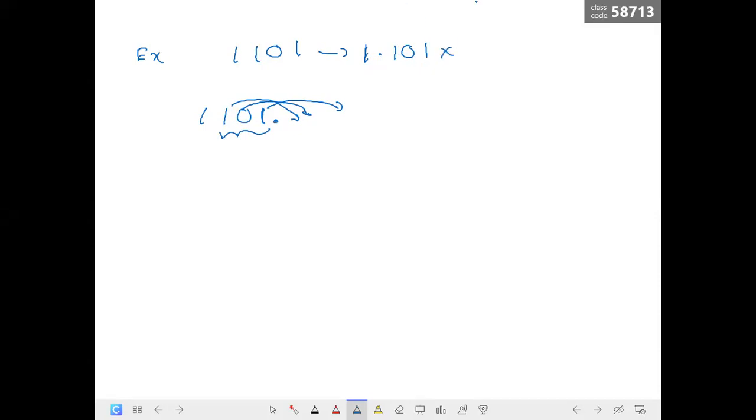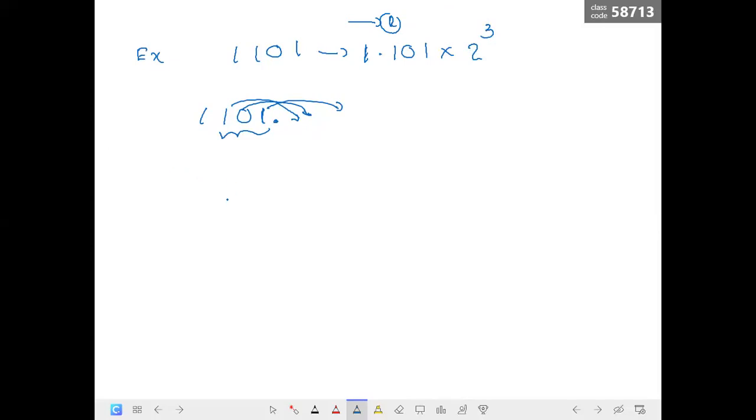Times, this time it's not 10 to power, it's a binary number. So 2 to power is there. 2 to the power is decided by the number of digits we move towards the right side in this example, right? 1, 2, 3, we moved 3. So therefore 2 to power 3, right? As we move them to the right side, this is a plus value.